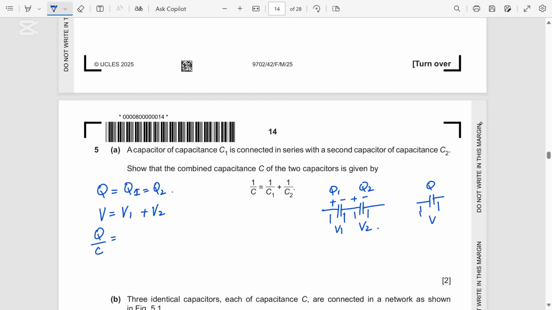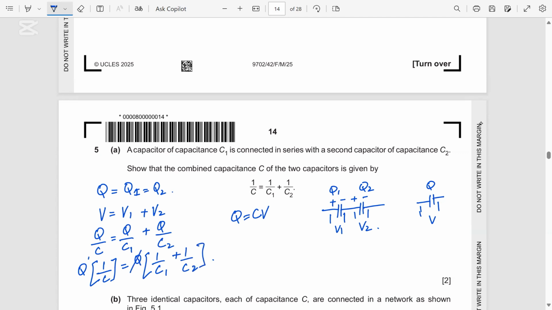So V is going to be equivalent to Q over C. V1 is going to be equivalent to Q over C1. This is going to be Q over C2. We know this very well that Q is equal to CV, right? So we have used that formula. You take Q common here, 1 over C is going to be 1 over C1 plus C2. This Q is going to cancel with this one. You get 1 over C is equal to 1 over C1 plus 1 over C2.